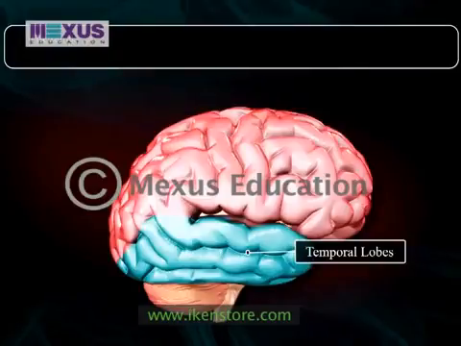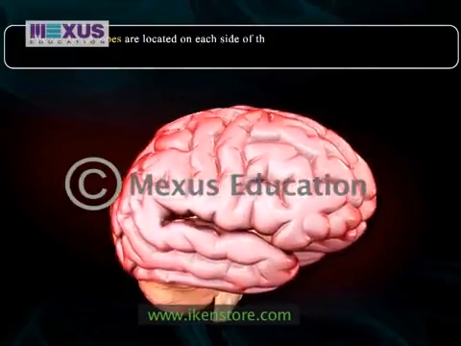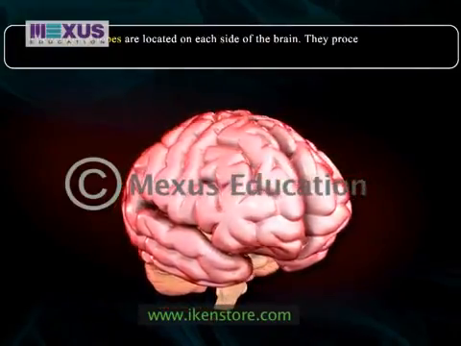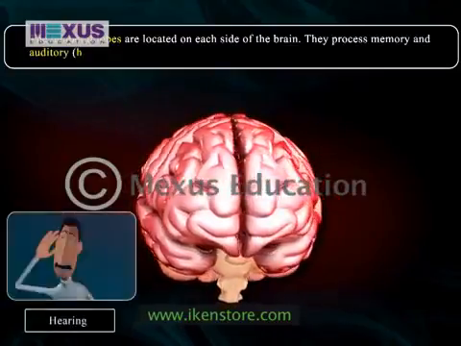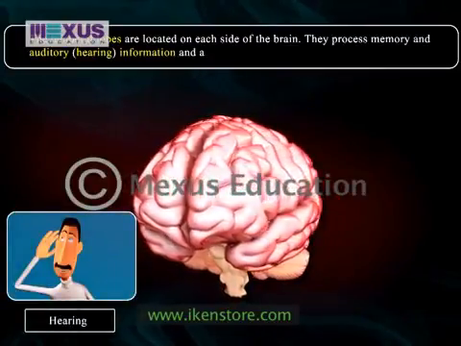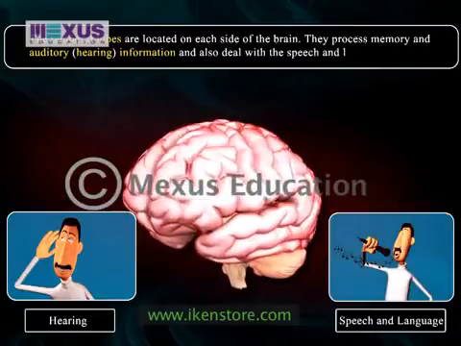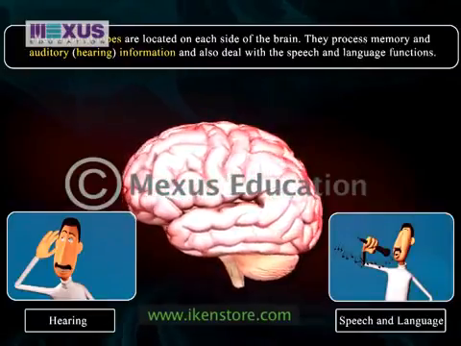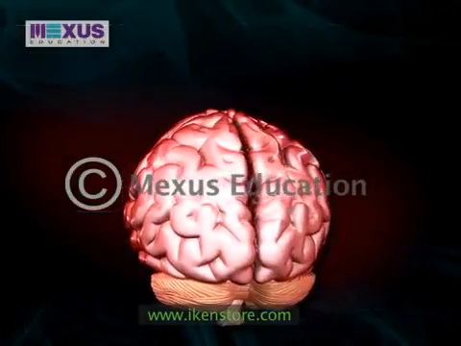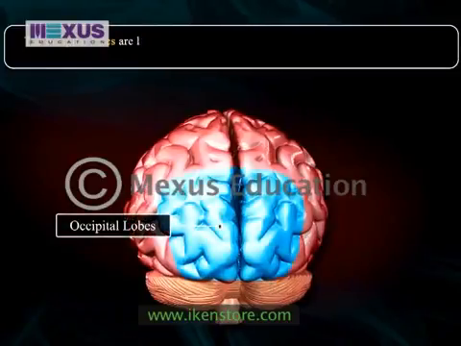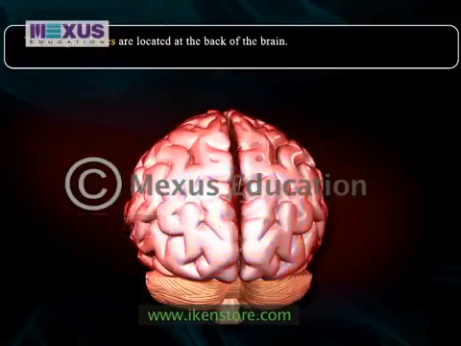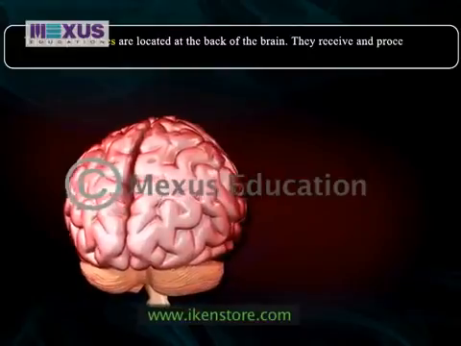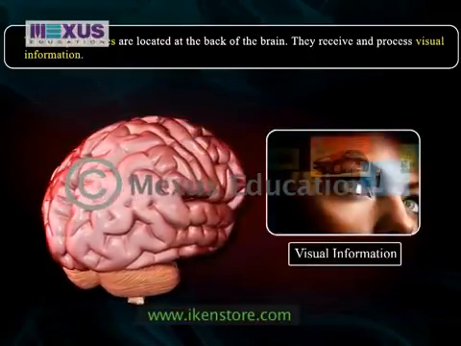The temporal lobes are located on each side of the brain. They process memory and auditory, that is hearing, information, and also deal with the speech and language functions. The occipital lobes are located at the back of the brain. They receive and process visual information.